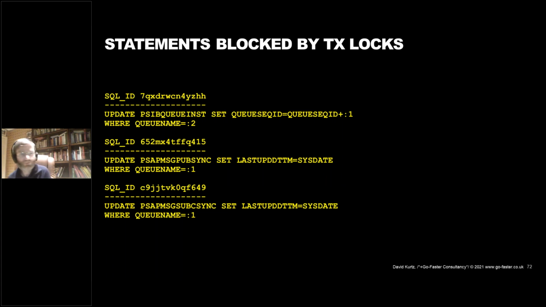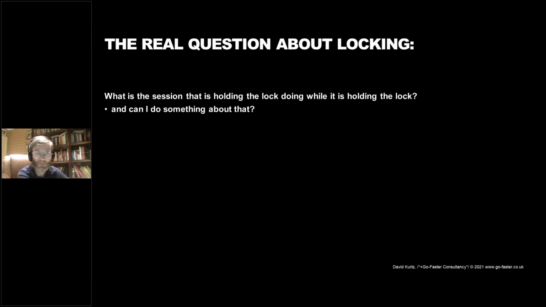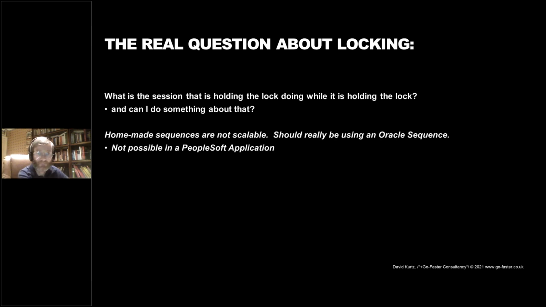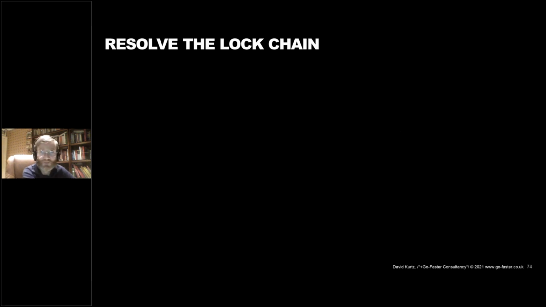This is actually from PeopleSoft. You see this a lot with PeopleSoft, actually. These are homemade sequences and lock managers. They are deliberately serializing processing by updating a value on this table. These queries are all keyed by primary key. You're not going to make these any better. The question is not why are these statements slow? The question is, who was blocking them and what were they doing while they were holding the lock? And can I do something about that? This is also an example of why you should be using database sequences and not building your own homemade ones, but that's another story. So you want to resolve the lock chain.